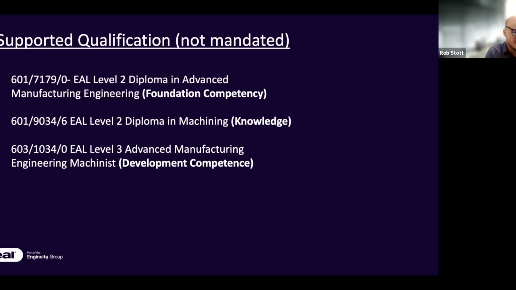So they are the level 2 diploma in foundation competency and the level 2 diploma in machining knowledge, and then the level 3 development competency. So those qualifications are certainly still available should you wish to use them to support your learners on machining, but they're not mandated. But yes, absolutely still available.